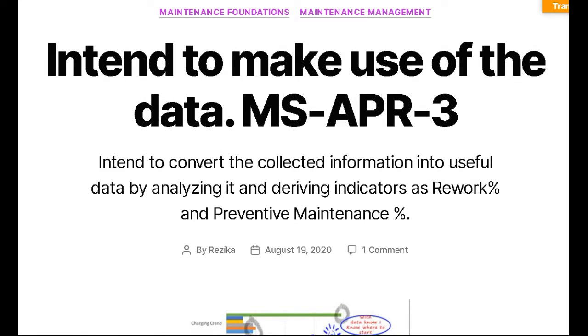Today we are going to continue speaking about the data and how to make use of the data using our intention to make use of the data to make the big difference. The difference coming from our intention to make use of the data. What does this mean and what is the relation between this and data?